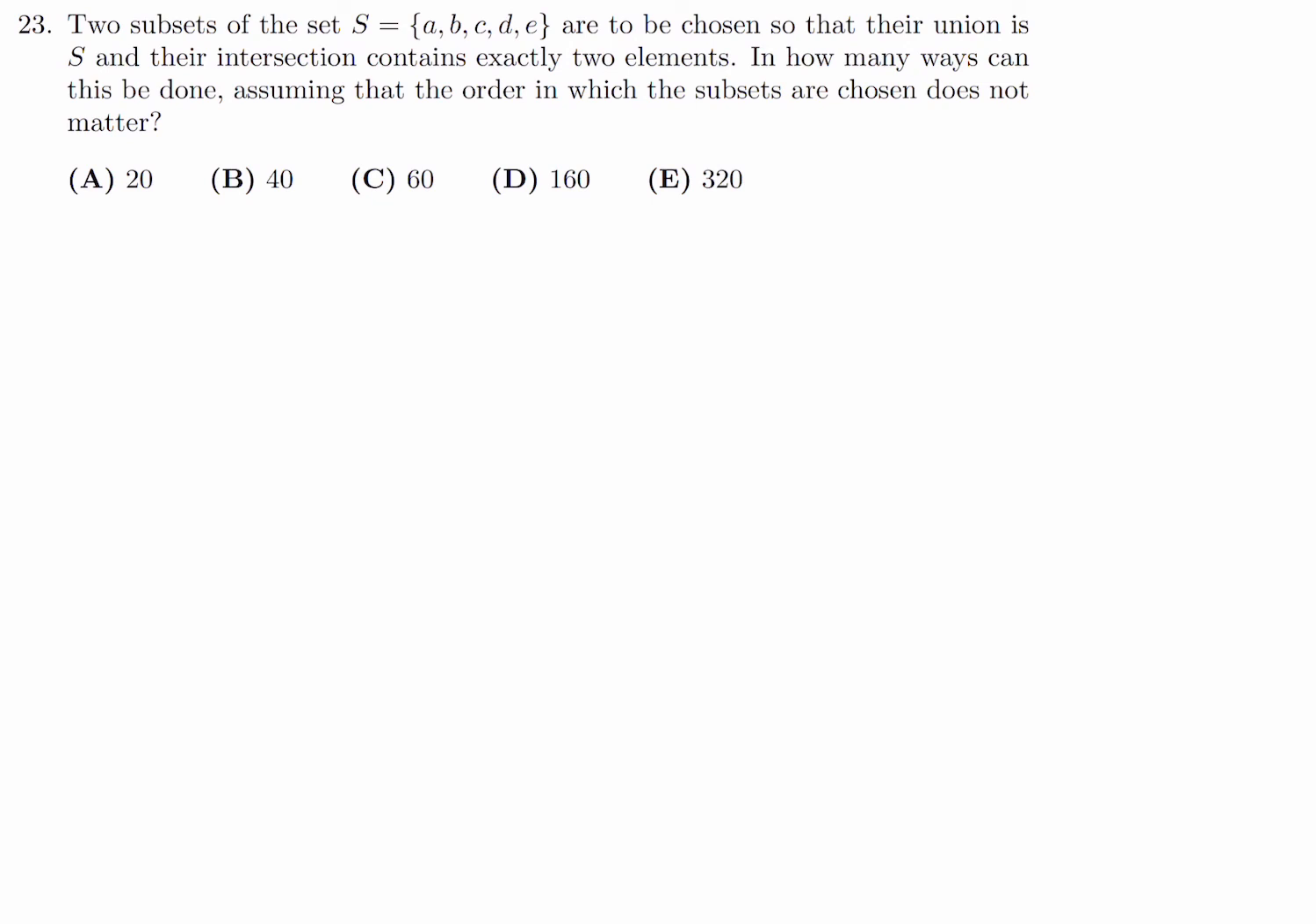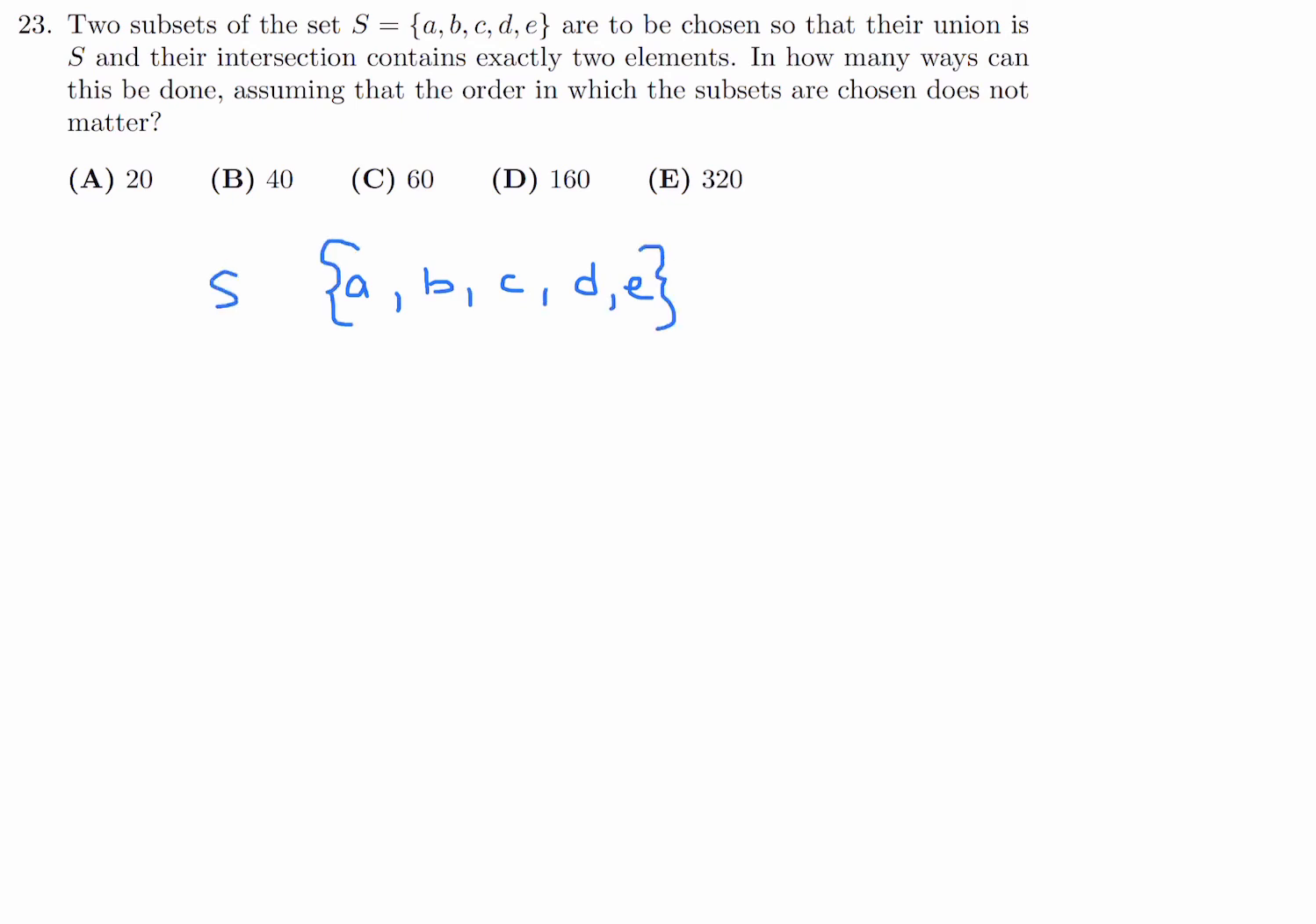Two subsets of the set S, A, B, C, D, and E, are to be chosen so that their union is S and their intersection contains exactly 2 elements. In how many ways can this be done, assuming that the order in which the subsets are chosen does not matter? So first, let's try to understand this question. A, B, C, D, and E. This is my S.